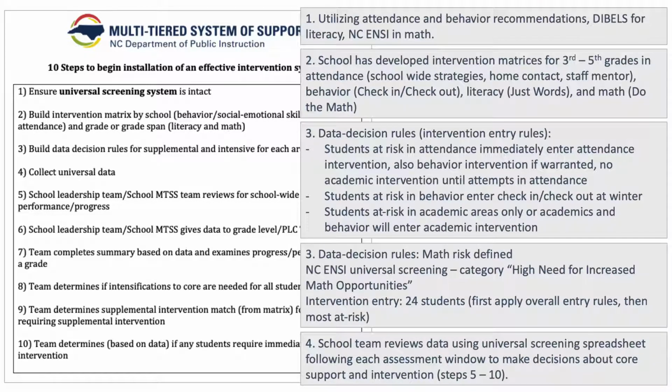So to review what we've just taken a look at, this school has a universal screening system, they have intervention matrices, and they have data decision rules. And what we've just seen is how schools actually apply those data decision rules to come up with the sets of students or the groups of students who would actually receive intervention in a standard protocol in the areas of attendance, behavior, literacy, and math.